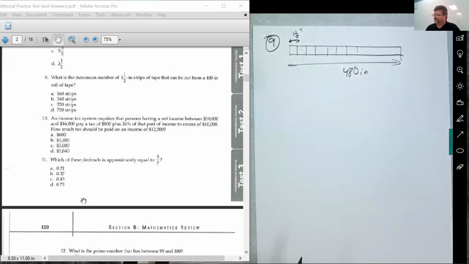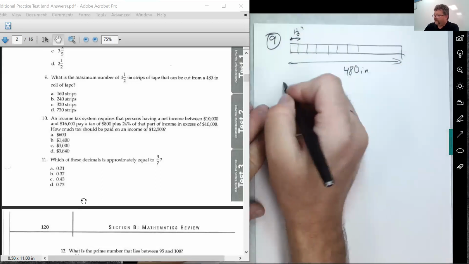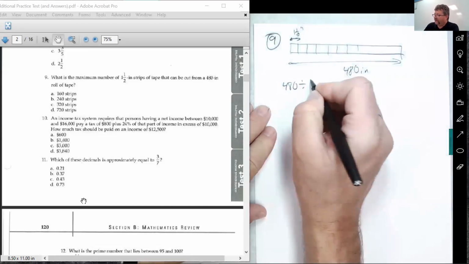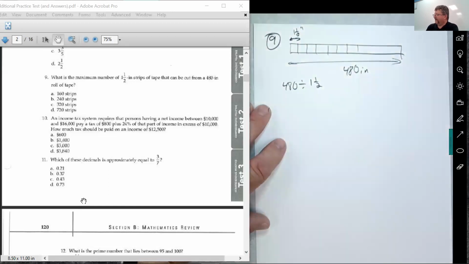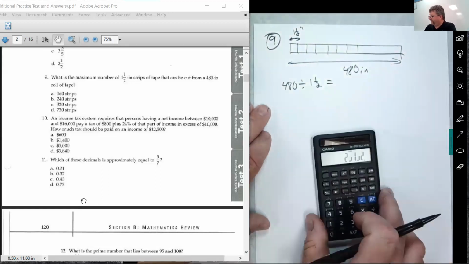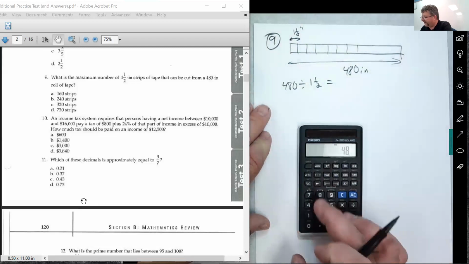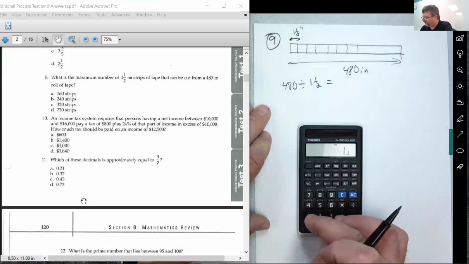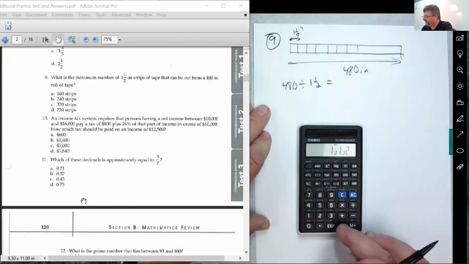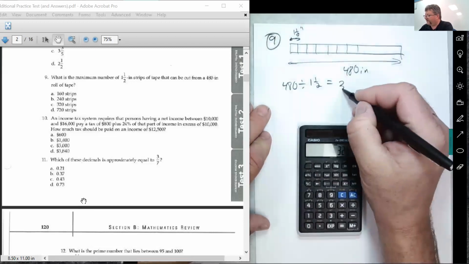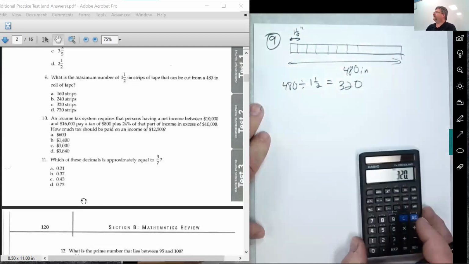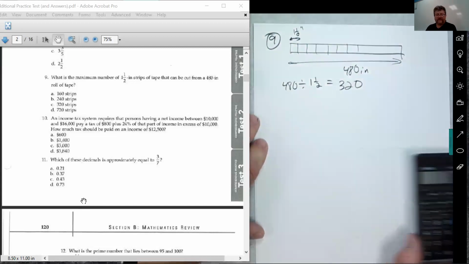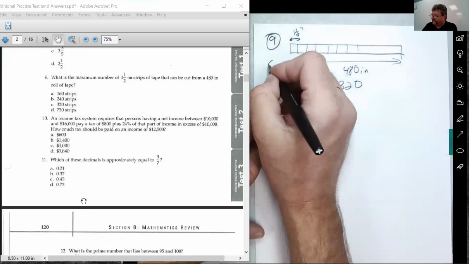It's a division problem. Take the 480 divided by 1 1/2, and that'll give me my answer. Let's let technology do the work. 480 divided by 1 fraction button half equals 320. We check out our choices there. Choice C is 320.